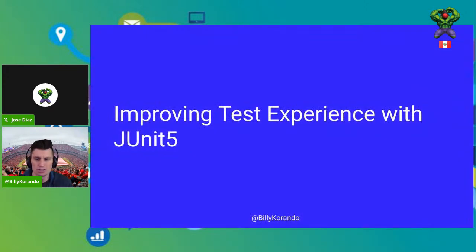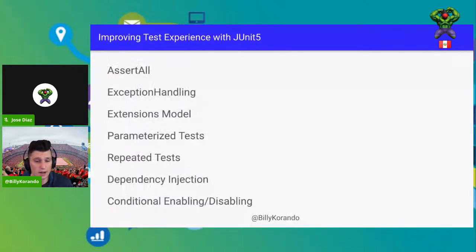Okay, so let's look at some of the ways the testing experience is improved with JUnit 5. So there's the new assertAll, there's exception handling, there's the extensions model, as I mentioned, there's parameterized test, repeated test, dependency injection, and the conditional enabling, disabling. Let's take a look at each of these.